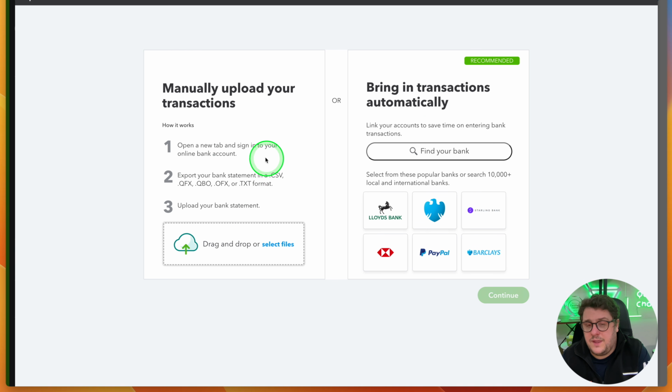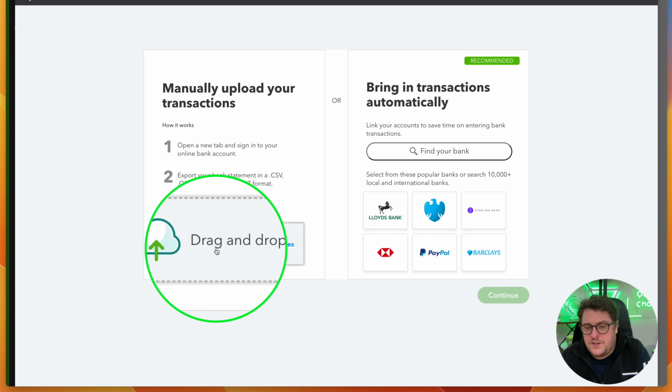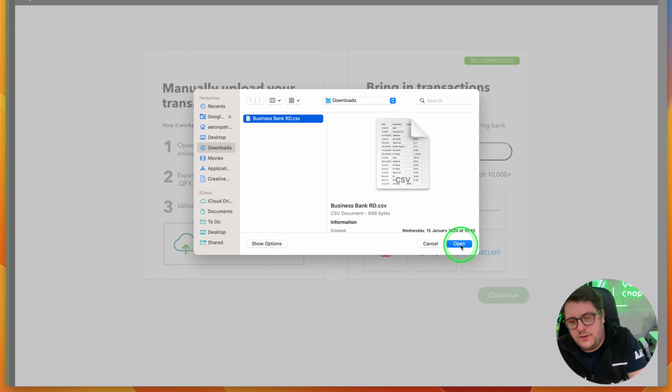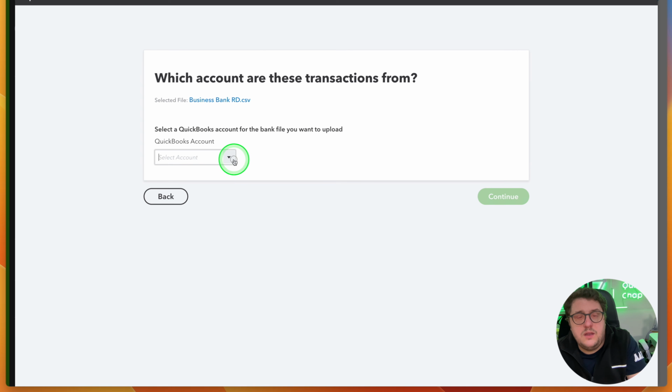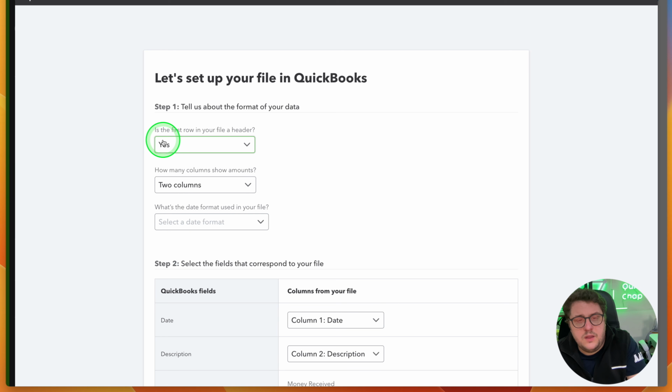From here it's going to give you that information again. Open a new tab, sign into your online bank, export the bank statement and upload it. Drag your information in from here, select the file you've just downloaded, press open, press continue. Choose the bank that you want to be bringing it into, press continue.